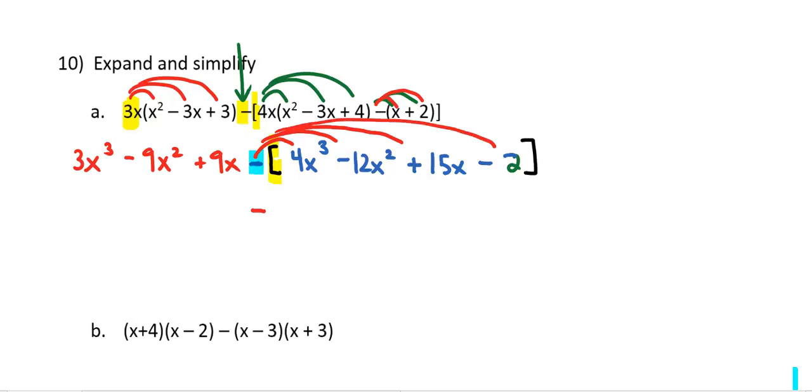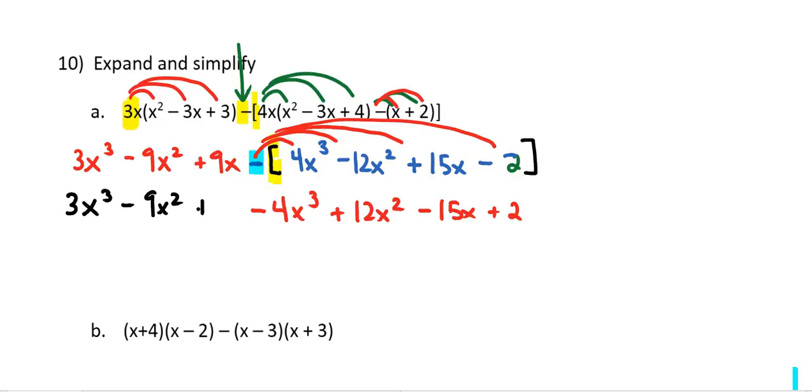So this will be negative 4x cubed plus 12x squared minus 15x plus 2. Okay, so once I put that minus sign right through the expression, all the signs change. Alright, and then I can just recopy this down here. 3x cubed minus 9x squared plus 9x. Alright, let's just collect terms now. So I have 3x cubed there and negative 4x cubed there. That's going to be negative x cubed.